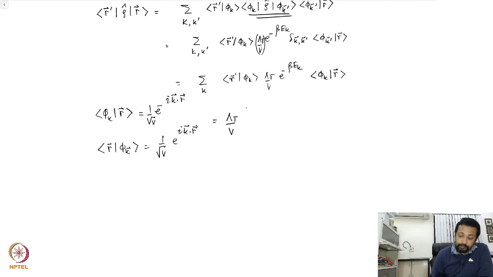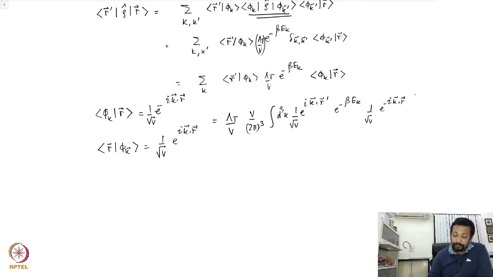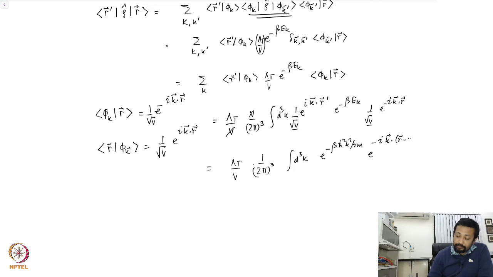the sum becomes an integral d cubed k e to the power I k dot r' 1 over square root V e to the power minus beta epsilon_k, and then I have 1 over square root of V e to the power minus I k dot r, right? So you see all of this, I have a factor V, then I have 1 over V. This cancels, square root V gives me a V, so I have lambda_T over V integral d cubed k e to the power minus beta h bar squared k squared over twice m e to the power I k dot (r' minus r).